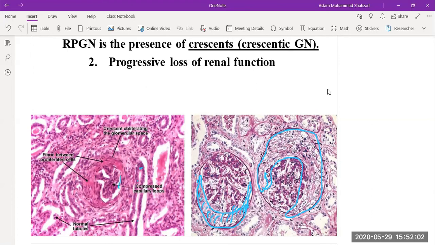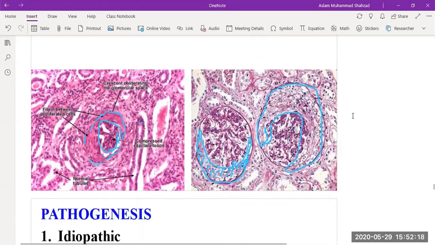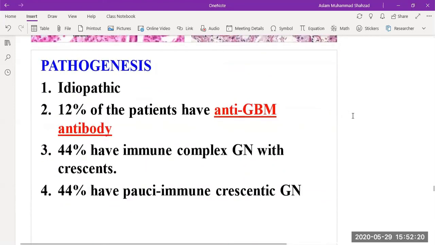So this section is the presence of compressed capillary loops, whereas the dotted section is showing you the presence of fibrin, which is between the proliferated cells. So that's the main difference in this disease. The pathogenesis in this case is idiopathic, unknown.